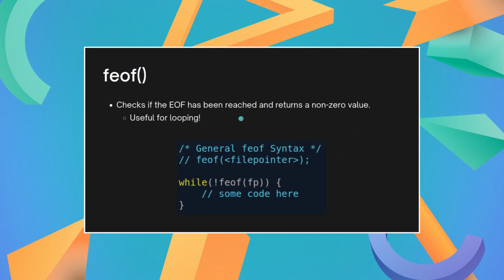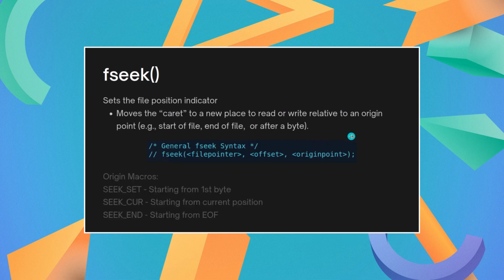Again, when working with files, you have a macro, EOF, that indicates the end of file. And if you want to check if you've already reached the end of the file, you can use feof. If you have reached the end of the file, it will return a non-zero value. It's also useful for looping, in the case that you want to work with an entire file's content and do something repetitively until you reach the end of the file. feof would be helpful.